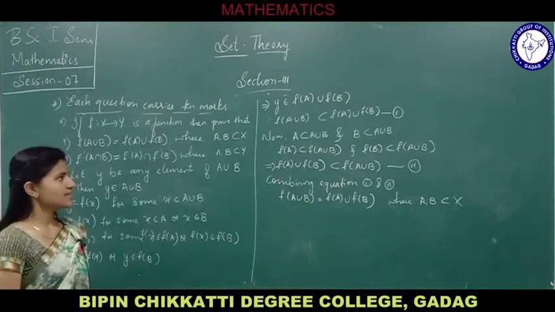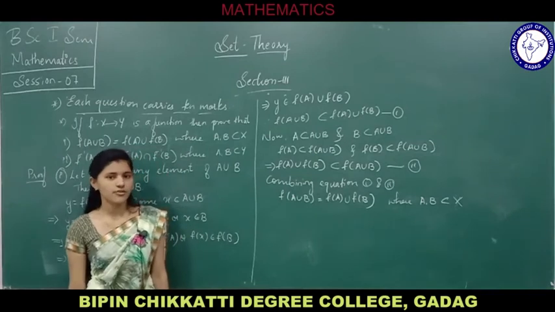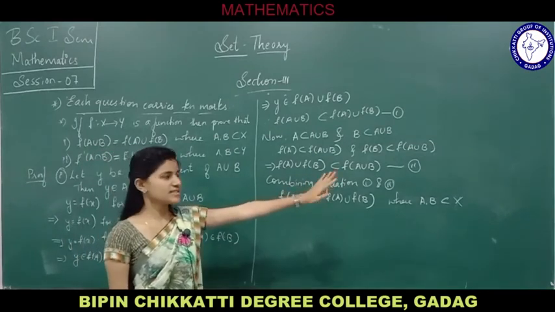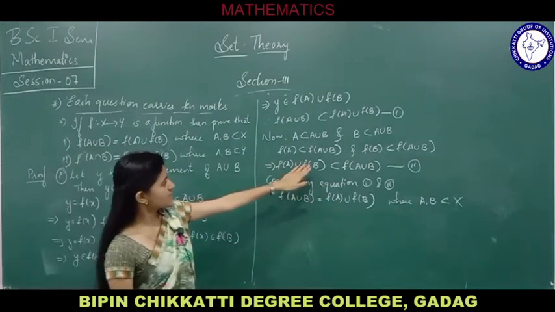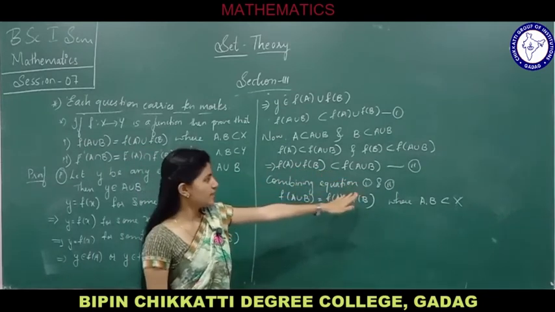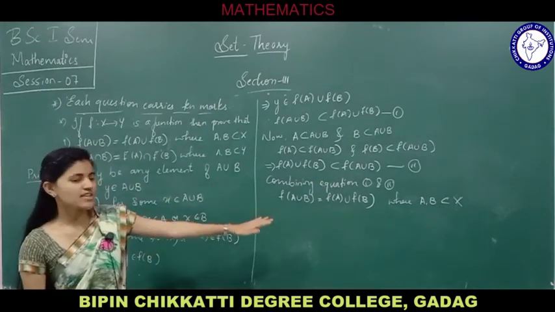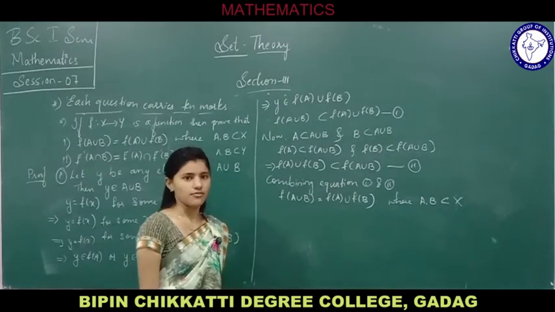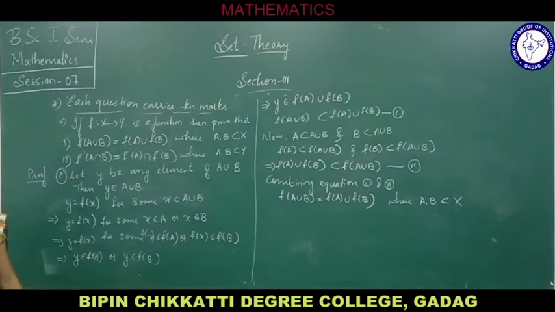Therefore, f of A union B is a subset of f of A union f of B, which implies A is a subset of A union B and B is a subset of A union B. That is why we proved that f of A union f of B is a subset of f of A union B. Combining equation 1 and 2, we proved that f of A union B is equal to f of A union f of B. We just proved the first part. Now let us prove the second part of the question.